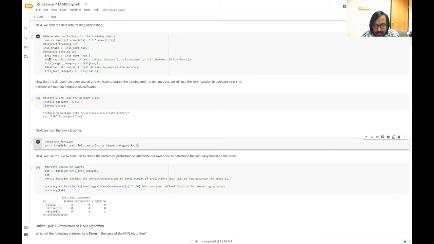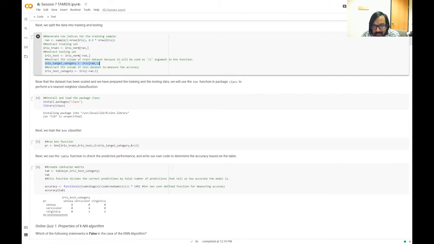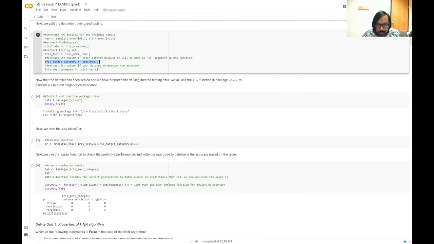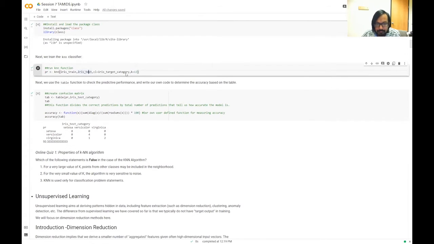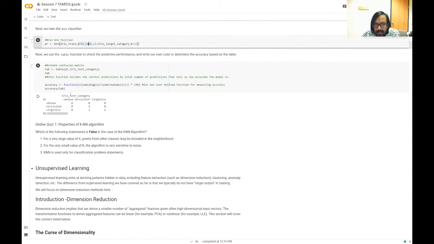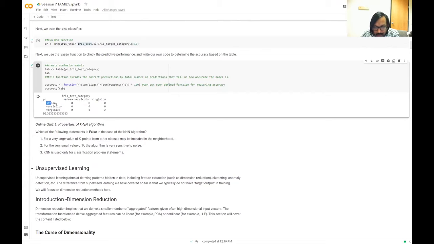So remember that IRIS target category is nothing but the training labels, the true labels corresponding to the training data set. Based on that, we have stored the KNN object in a variable PR. And then we can combine using the table function to compare the actual categories and the predicted categories. And we see that we have a pretty high accuracy of 93.3%.